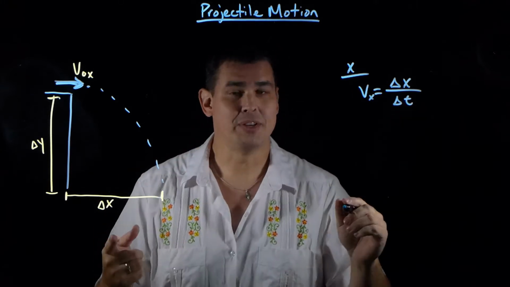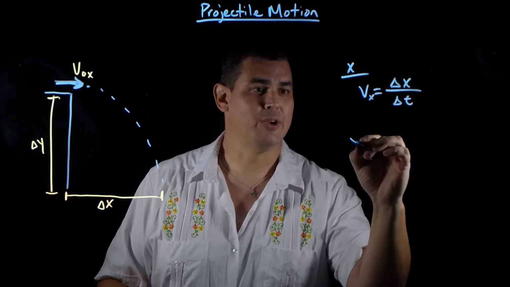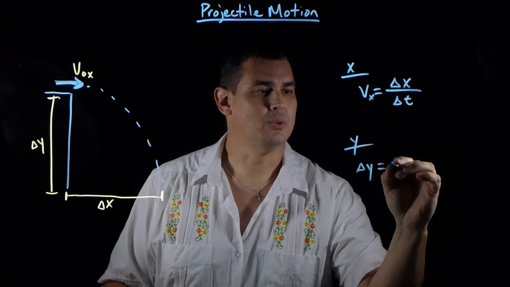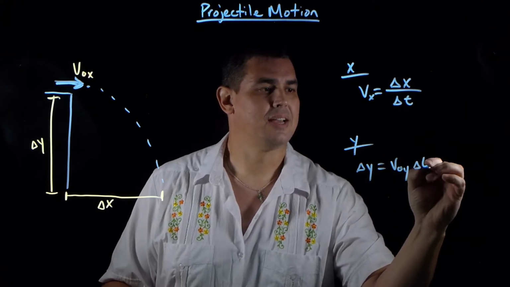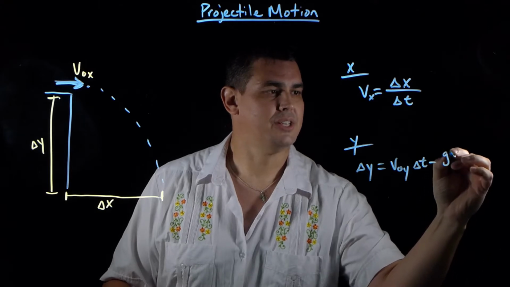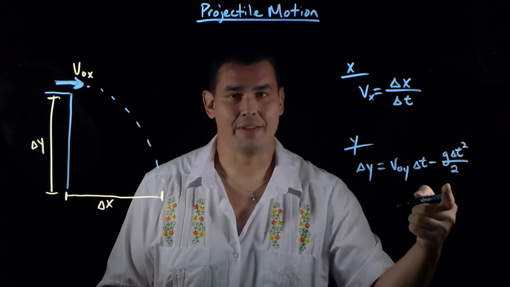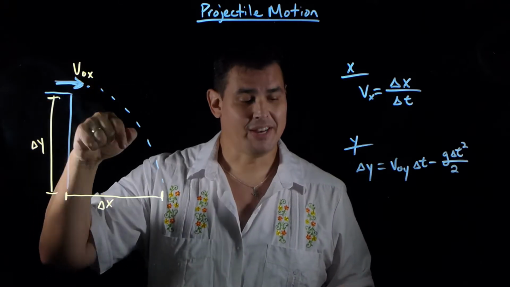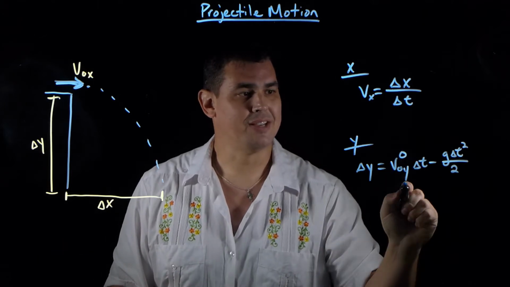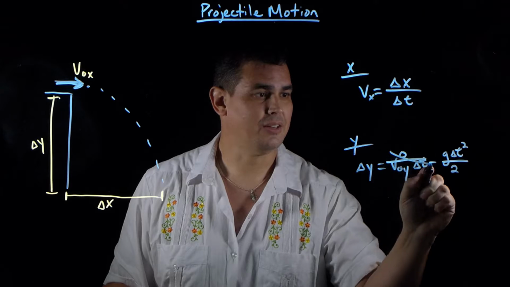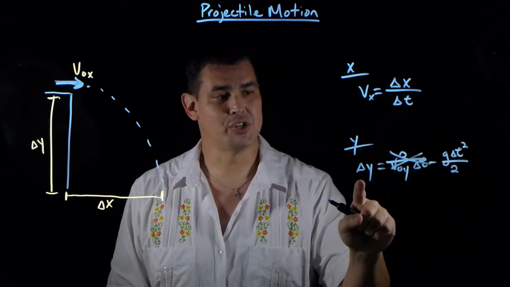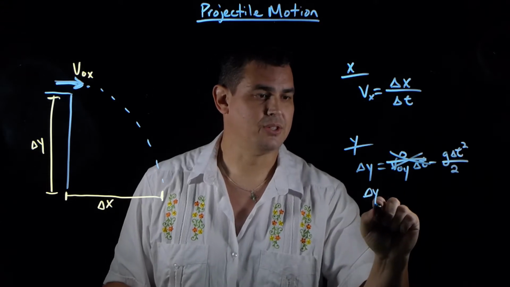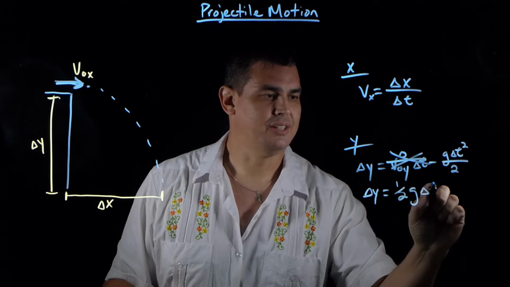Okay, and in the y dimension now I have acceleration, but my equation is going to look like this: delta y equals v naught in the y times time minus g delta t squared over 2, 1/2 g t squared. But in this case, when I shoot this thing this way and I don't give it any initial y velocity, this initial y velocity is 0. So that makes this whole thing go away. So basically my y equation is delta y equals 1/2 g t squared.